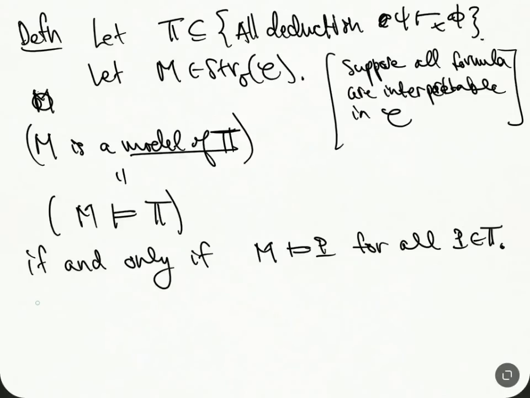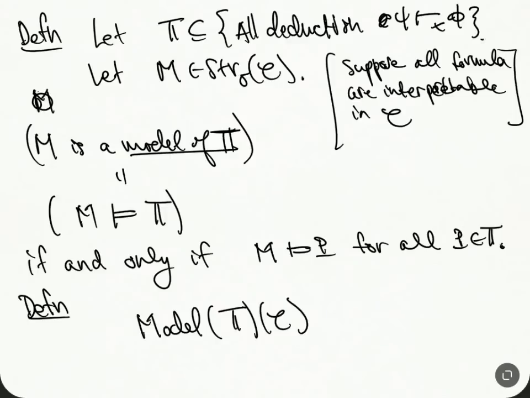And so that's cool. Now we can define the category. Definition. Model T of C is the category of models.